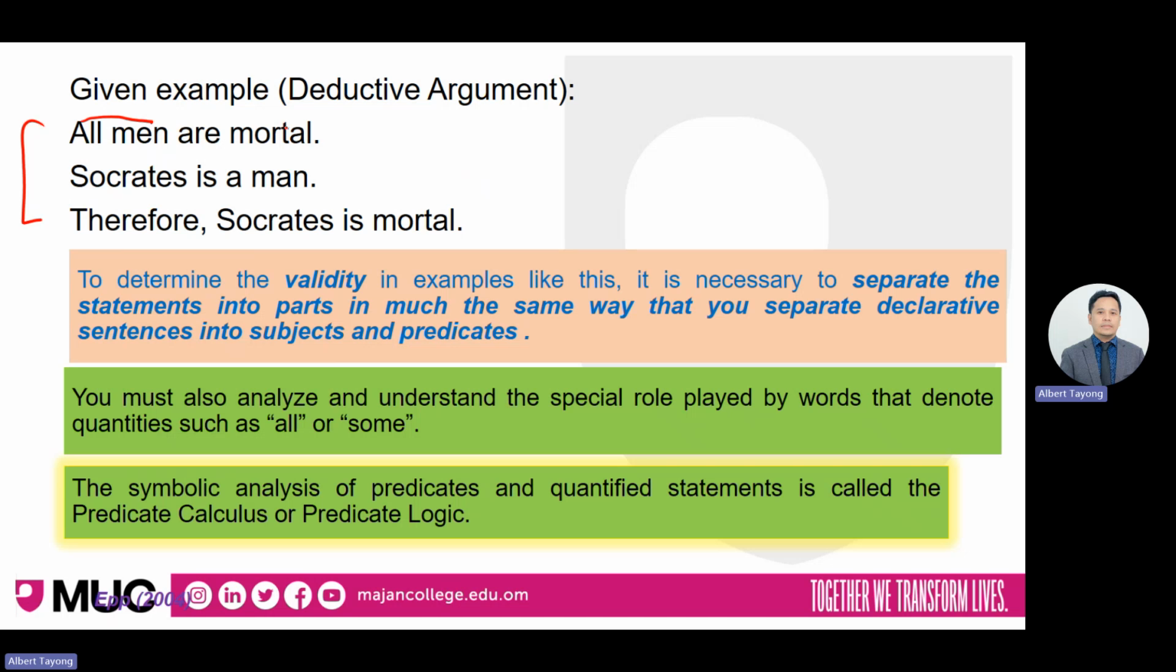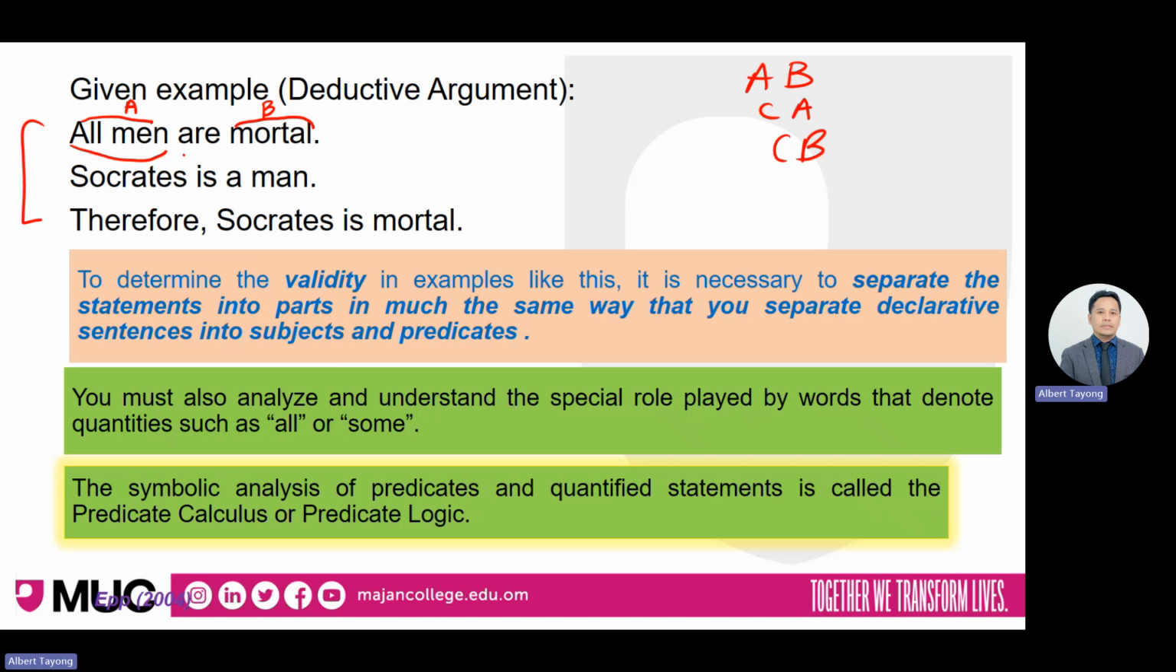Here, all men is our subject. So this is our A, and what describes our subject is our B. So it should follow this form. Then we are going to have an example of this. All men are mortal. Socrates is a man.